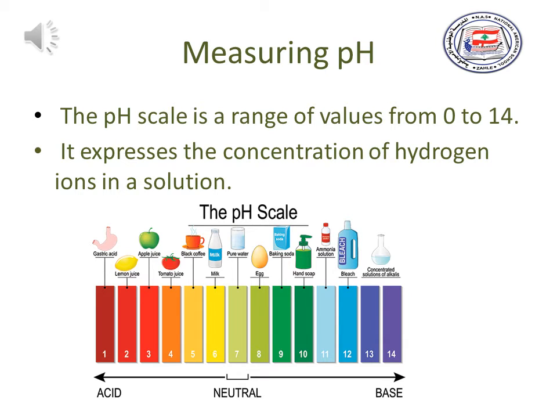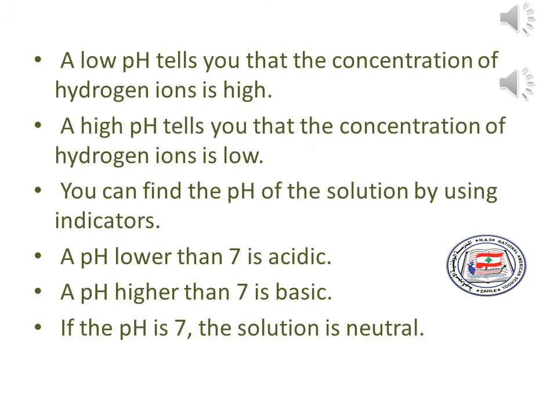It shows some familiar substances that fit on the pH scale. Notice that most acidic substances are at the low end of the scale, and the most basic substances are at the high end of the scale. A low pH tells you that the concentration of hydrogen ions is high, while a high pH tells you that the concentration of hydrogen ions is low.